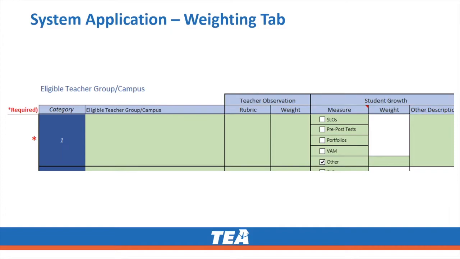On the Weighting tab, please use one row for each different eligible teacher group or campus if there are different teacher observation rubrics, student growth measures, or component weights that are being used. If Other rubric is selected on the Teacher Observation tab, it will populate a request for a link to the rubric. Please notice that if selecting Other, the cells will turn green, and then that will be a required question.